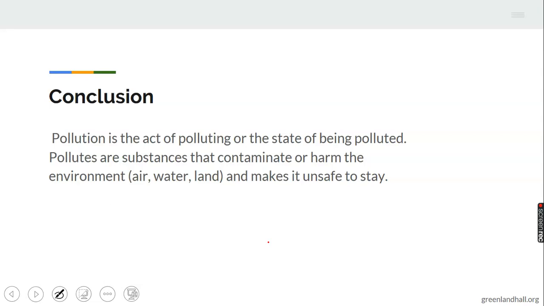So we have seen a lot of pictures. We have seen what pollution is all about. We have land pollution or soil pollution. We have air pollution. We have water pollution. Then we have noise pollution as well. So pollution is the act of polluting or the state of being polluted. When you are polluting something, that's pollution. Or when something has been polluted is also pollution. And pollutants are the things that people use to cause pollution. These are substances or things that contaminate or harm the environment and also make it unsafe to stay.